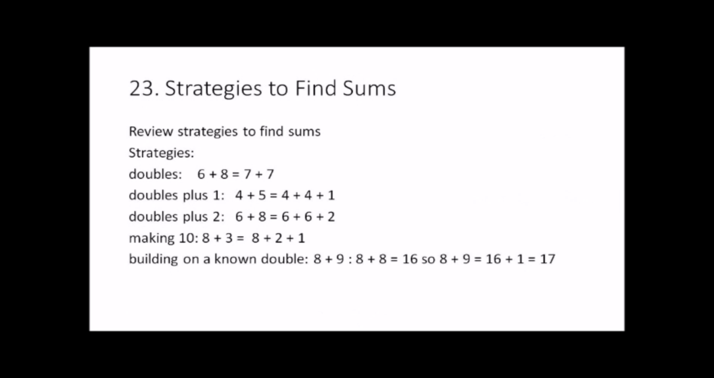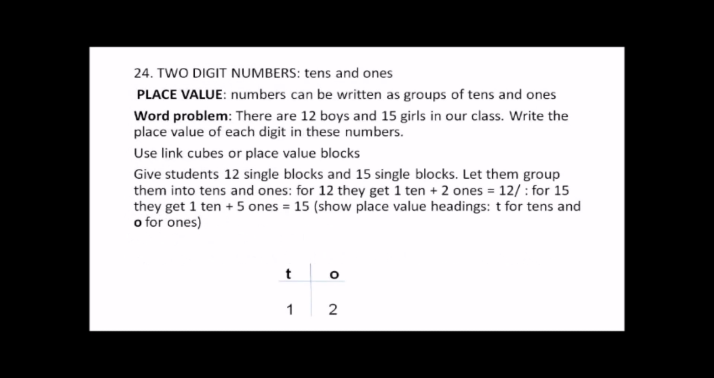Lesson 23, strategies to find sums. Review strategies to find sums. They already dealt with them, and the strategies were doubles, doubles plus 1, doubles plus 2, making 10, and building on a known double. They don't need to know the names of these. They just need to know how to work them. So ensure that they're able to go over those strategies to deal with the numbers. Lesson 24, 2-digit numbers, tens and ones.